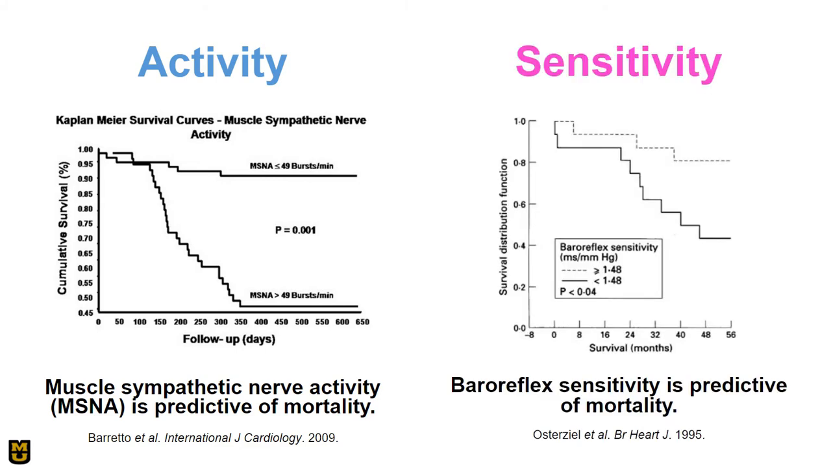If we move to sensitivity, and here we're looking very specifically at cardiovagal baroreflex sensitivity, you can see the figure actually looks very similar to the activity graph. And these are, again, patients with heart failure. And you can see those individuals with low baroreflex sensitivity in the continuous lines, it is predictive of mortality as well when you compare it to those individuals that have high baroreflex sensitivity.